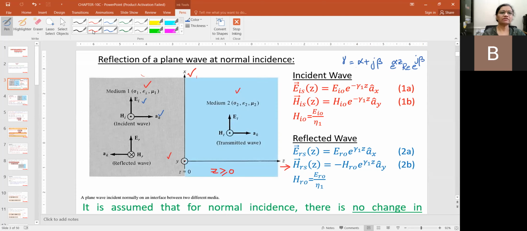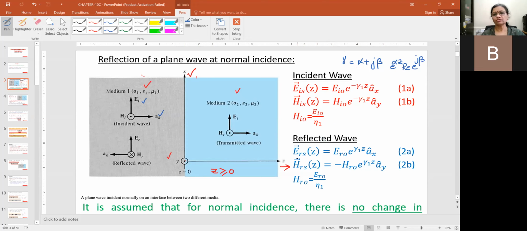Let us immediately write the magnetic field vector. The magnetic field vector similarly will be written as H_I0 e to the power of minus gamma z a_y. a_y comes from the figure that I have drawn. And what is this H_I0? H_I0 is E_I0 by eta_1, eta_1 because we are talking of the wave in the first medium. These E_I0, H_I0 are the values of the electric field and magnetic field at z equal to 0, or at the interface.